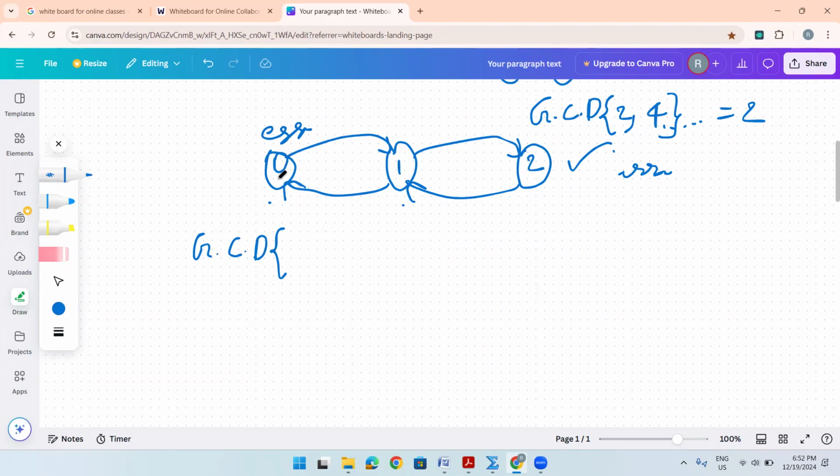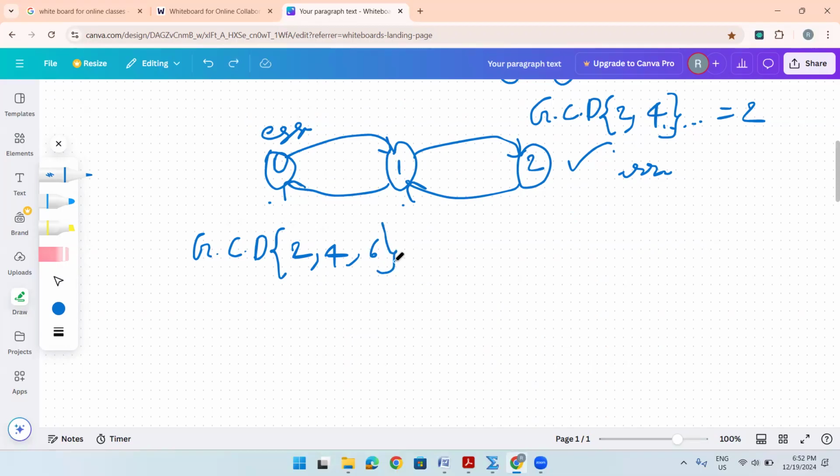So 0 to 1 and 1 to 0, we can move. How many transitions? 2. And 0 to 1, 1 to 2, 2 to 1, and 1 to 0 is also possible. That is in 4 transitions. We can also find 6: 0 to 1, 1 to 2, 2 to 1, again 1 to 2, 2 to 1, and 1 to 0. That is nothing but 6. Like this, 8 also we can find. Like this, we can find all even numbers.